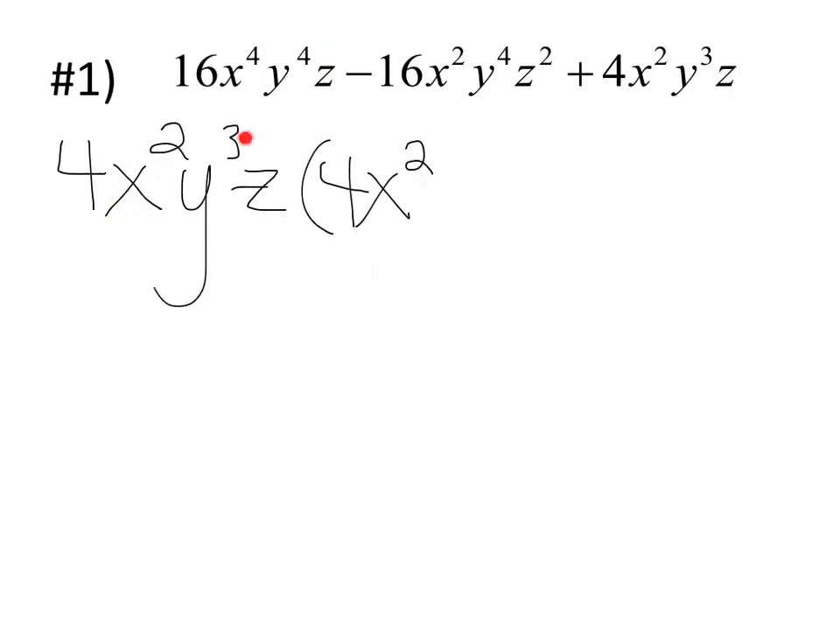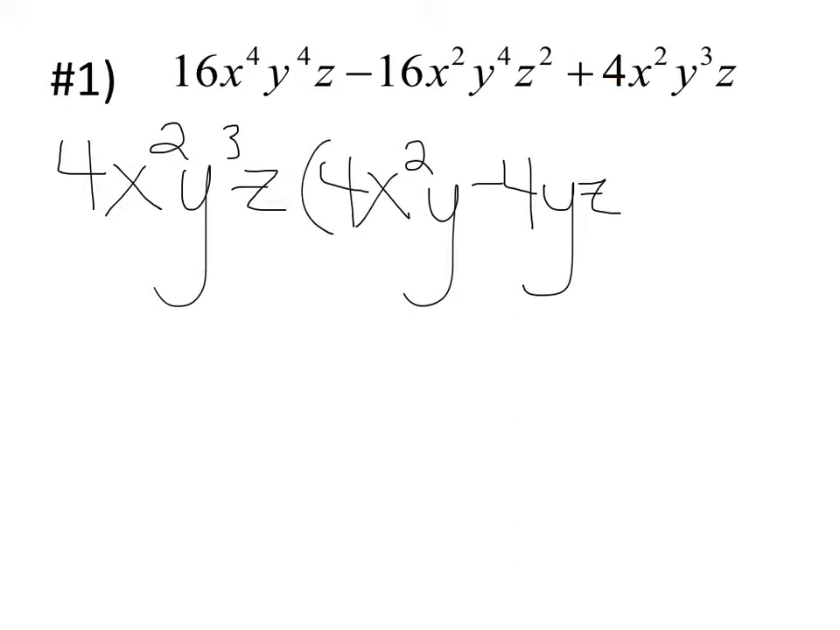We had 4 y's, we took 3 of them, so there's 1 left. And we took the z, so we don't need to write anything for z. Then we say negative 16 divided by 4 is negative 4. X squared, so we took all of the x's. Y to the 4th, we only took 3 of the y's, so we have 1 left. And we only took 1 of the z's, so there's 1 z left.